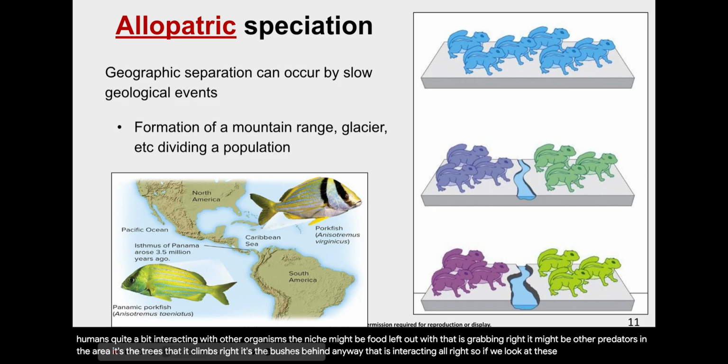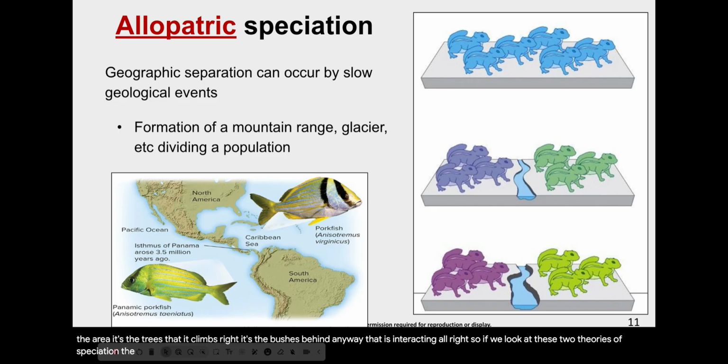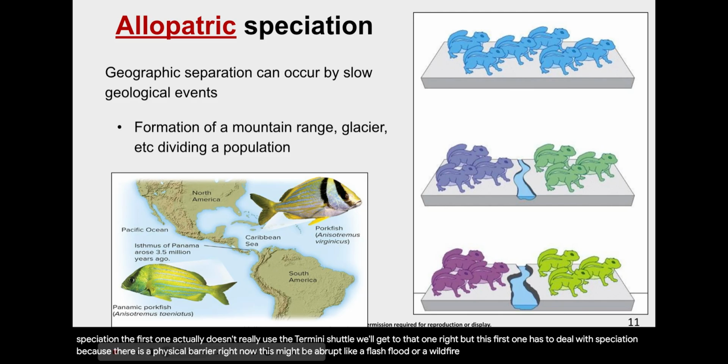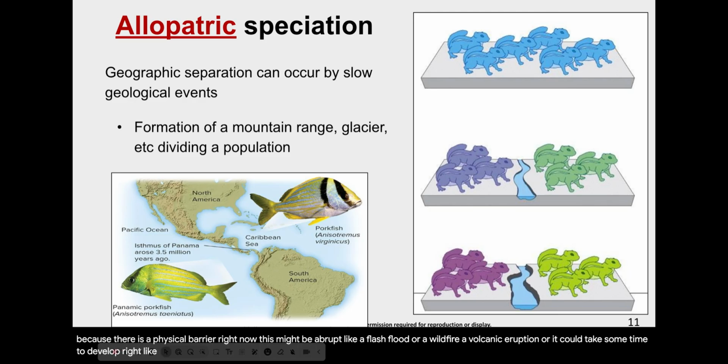So if we look at these two theories of speciation, the first one actually doesn't really use the term niche at all. We'll get to that one. But this first one has to deal with speciation because there is a physical barrier. Now this might be abrupt, like a flash flood or a wildfire, a volcanic eruption, or it could take some time to develop, like the formation of a mountain range or a glacier. Something has to physically divide this population in order for this type of speciation to occur.